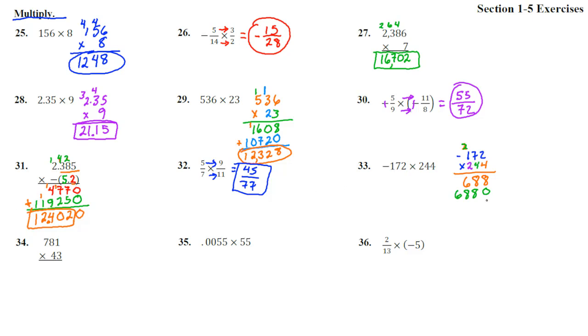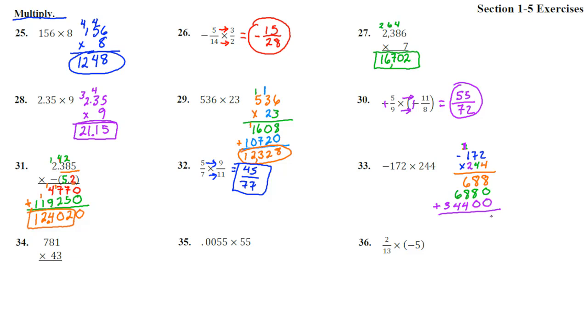2 times 2, put 2 zeros there because that 2 isn't a 2, it's a 200. 2 times 2 is 4. 2 times 7 is 14. That's a carry a 1. 2 times 1 is 2, plus the 1 is a 3. Now we add them all up.